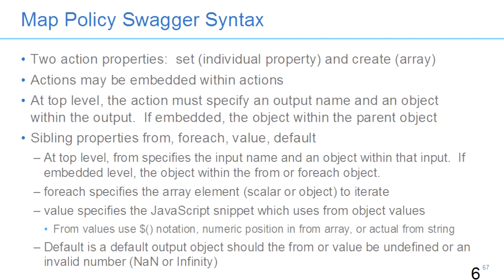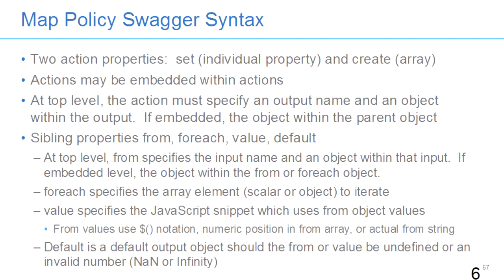So in addition to the actual set and create actions, if you will, there are sibling properties of from, for each, value, and default. So the from is effectively the input name at the top level, as well as the path to that particular object within that input. Again, if you're doing embedded levels of actions here, then that particular object would not have the input name. That again will be implicit.